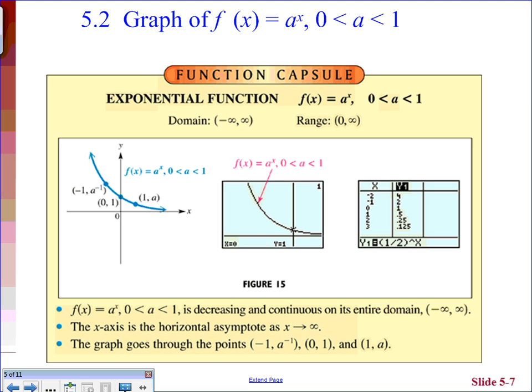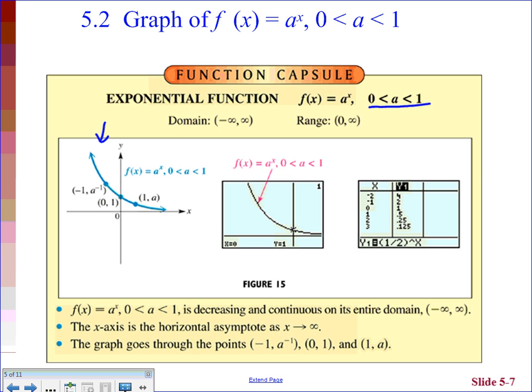And we're going to talk about the other part of this, where a is between 0 and 1. In this case, the graph looks like this. It slopes down the other way, right? As x gets bigger, the value of y gets smaller. You had just the opposite effect last time.